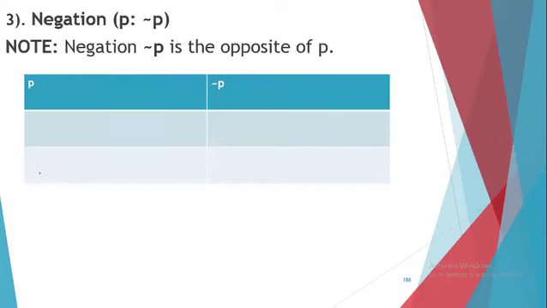If we have here to be true and here to be false, our answer is just the opposite of this. So if this is true, then this is false. If this is false, then this is true. Do you understand? That's just negation. Negation of P, written like this, is just the opposite of whatever value we have here.